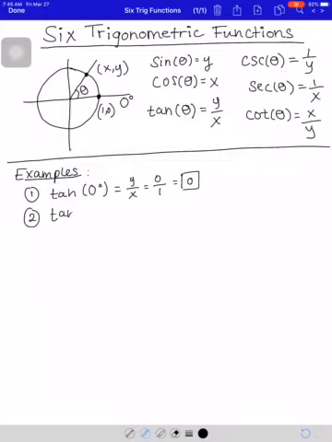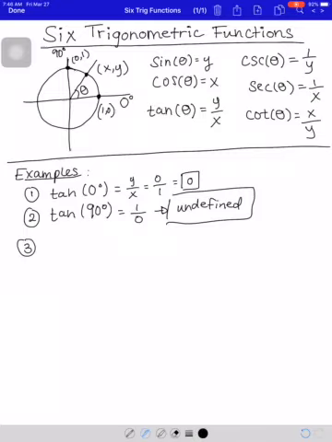Let's try tangent of 90 degrees. So 90 degrees, that's at the top of my unit circle. And at the top, my point is 0 comma 1. So now if we plug into our definition, y over x, this time we're going to get 1 divided by 0. And well, 0 in the denominator, that means that this expression is undefined.